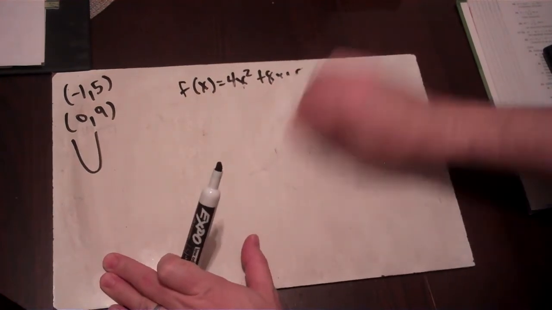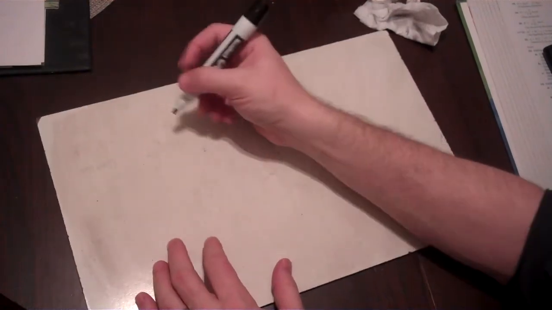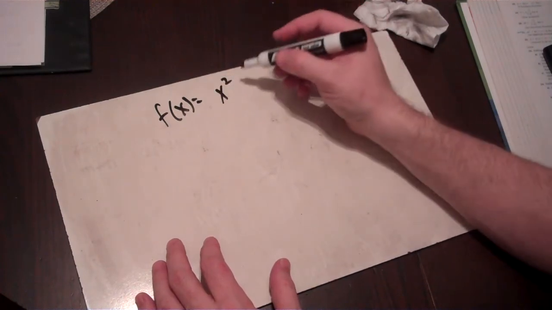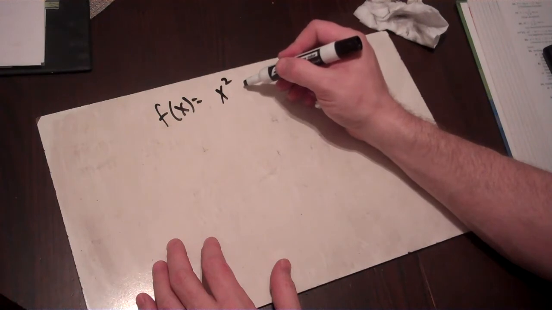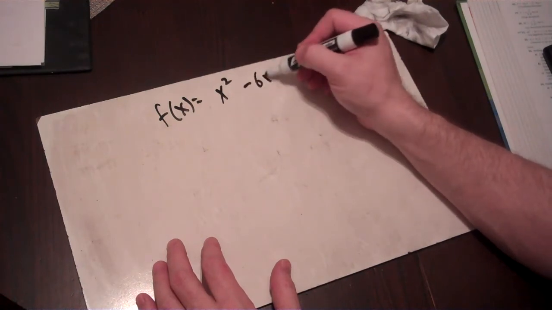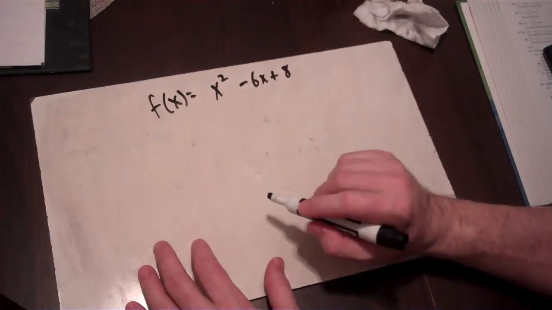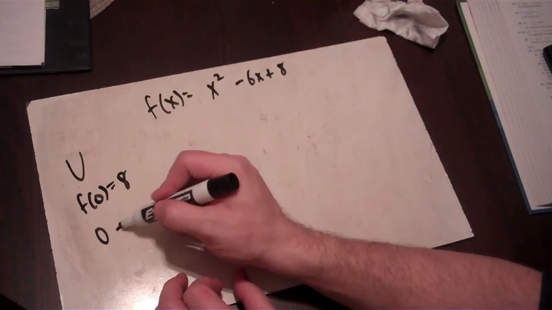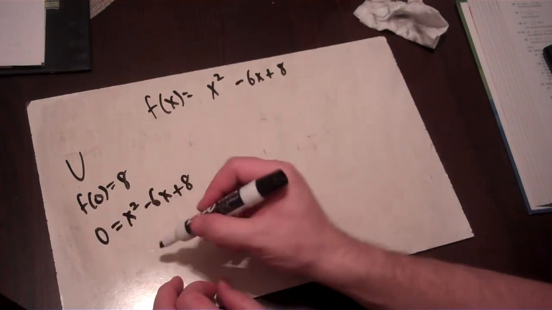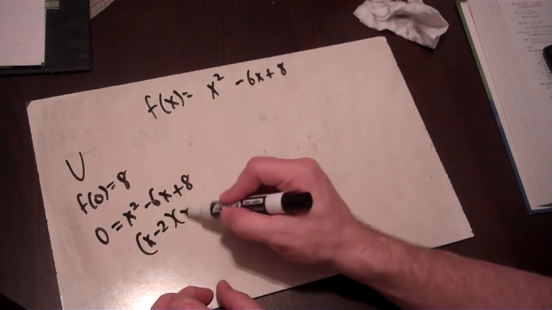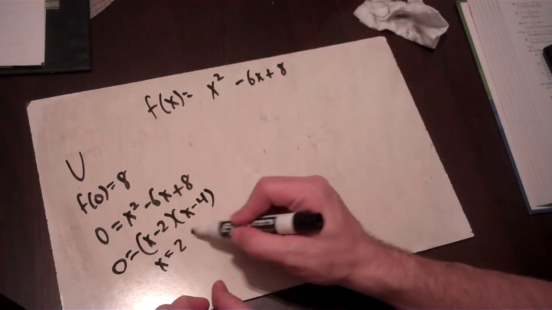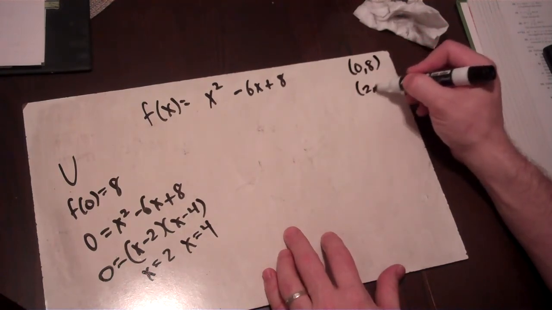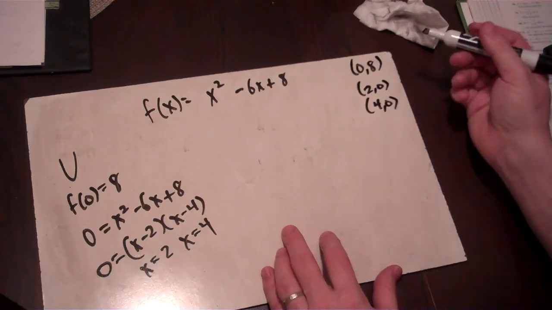So let's just find another one real quick. Suppose that I have f of x equals, let's say, x squared minus 6x plus 8. So here, it opens up. f of 0 is equal to 8. When 0 is equal to x squared minus 6x plus 8, I get x minus 2 times x minus 4. So x is equal to 2, x is equal to 4. So far I've got the points 0, 8 for the y-intercept. I've got 2, 0 for an x-intercept. I've got 4, 0 for an x-intercept. I've got it opens up.